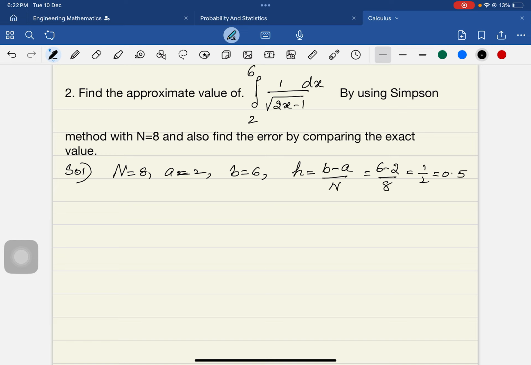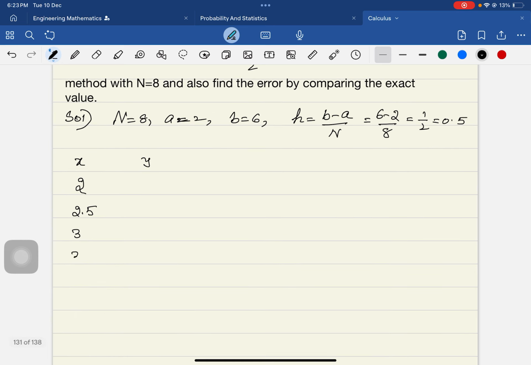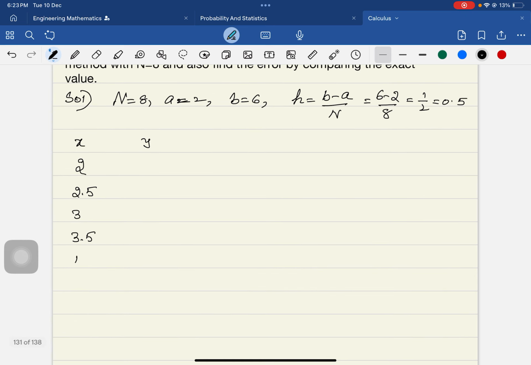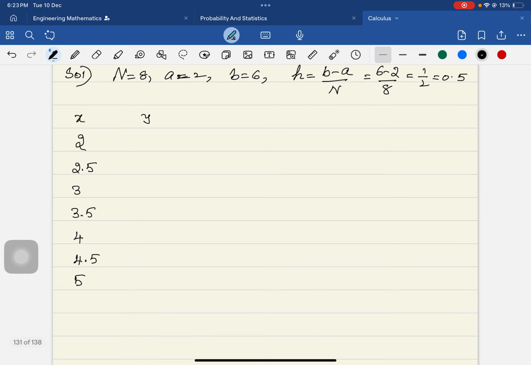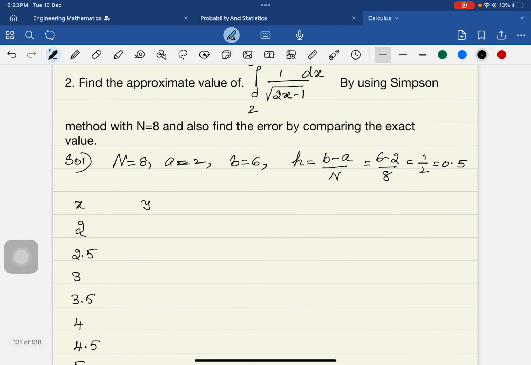Therefore, what are the values of x, and then what are the values of y? Let us write down like that. Now always you have to start with what? The lower limit, which is 2. So let us start with 2 and then add 0.5: 2.5, 3, 3.5, 4, 4.5, 5, 5.5, and then 6. Up to 6 only.